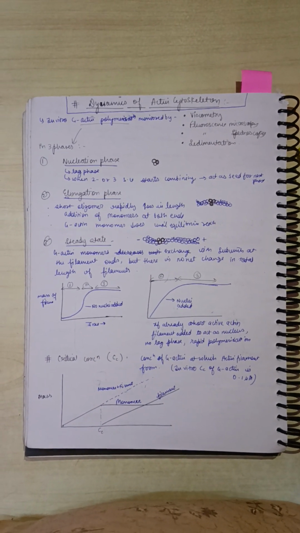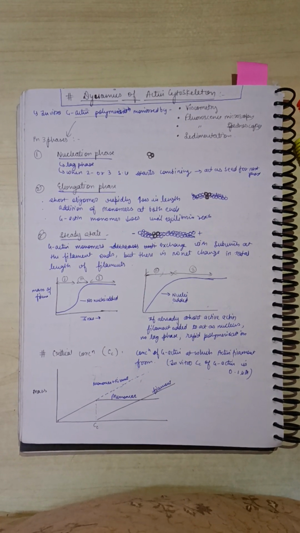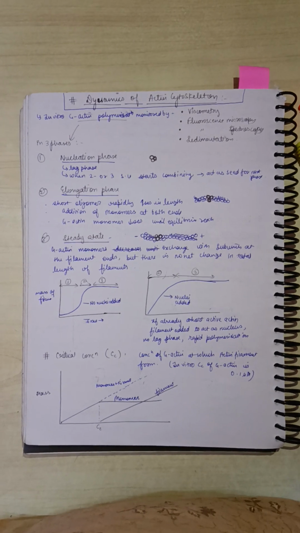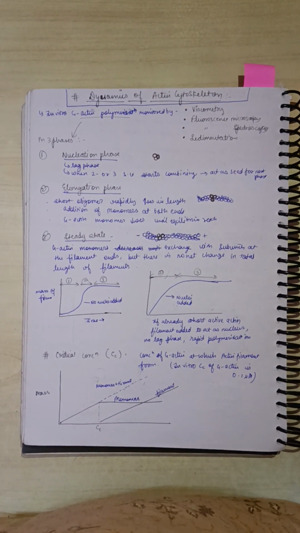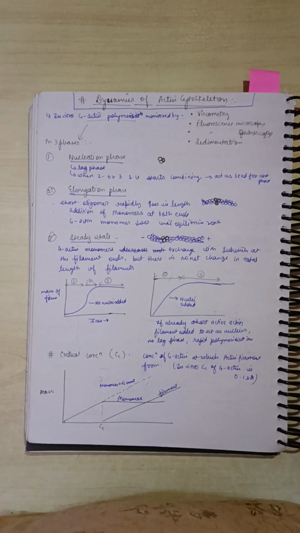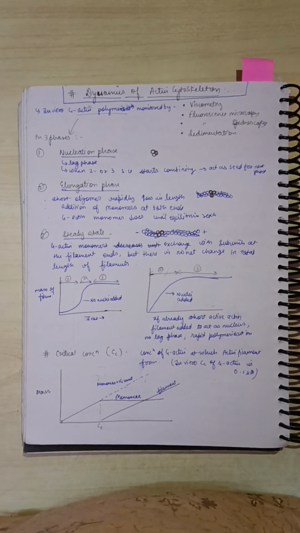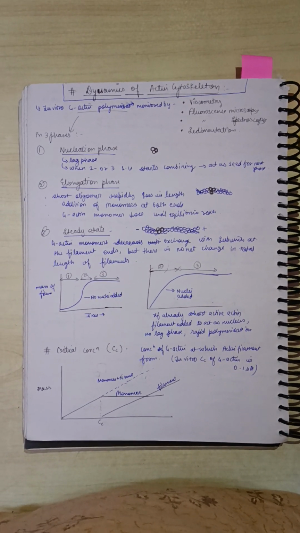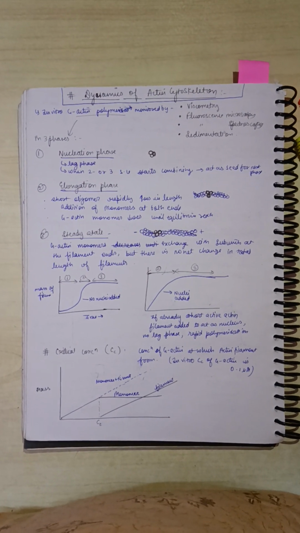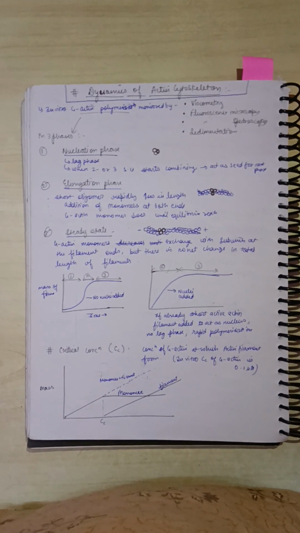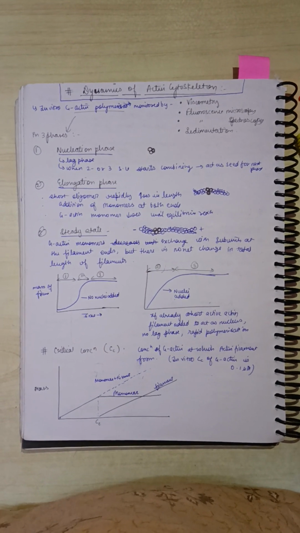That means that if some G actins are getting added at the end, in turn some of the G actins are also getting released from the actin filaments. So that's why there is no total change in the length of the filaments. Okay, so these are the three phases of G actin polymerization.